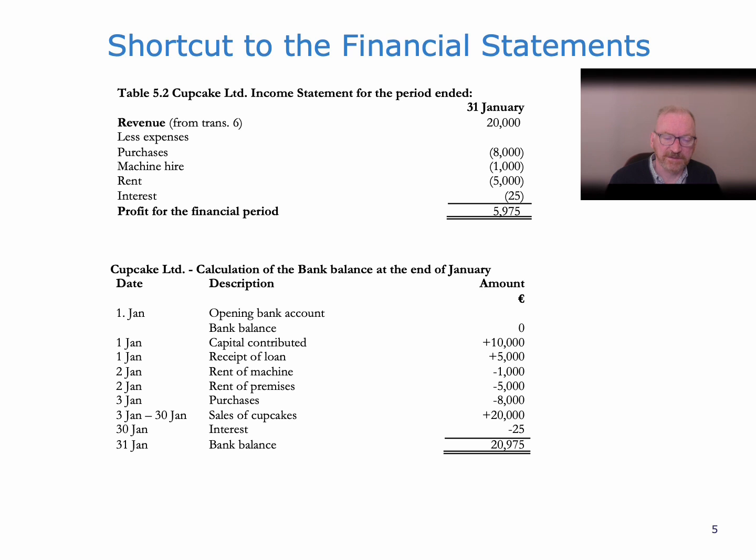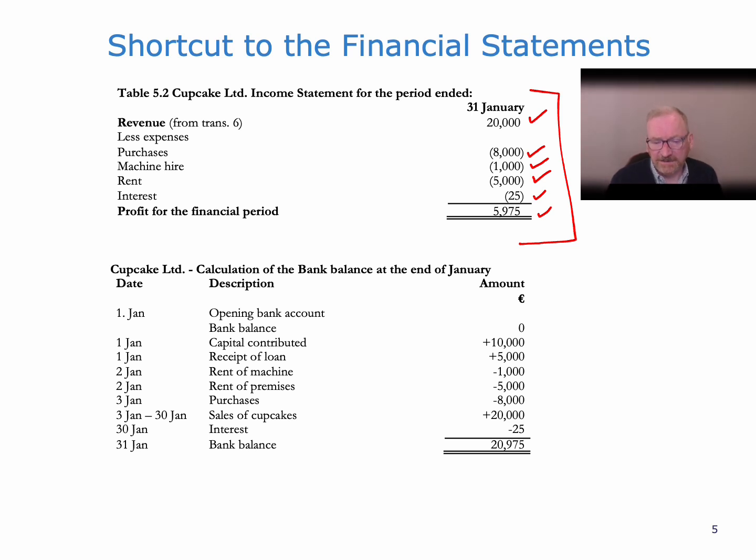So what have we got? Well, we've got an income statement for the period. The sales were 20,000. That was the cupcakes we sold to customers. We have purchases of 8,000. That was for the raw materials for the cupcake. We have machine hire, premises hire, and interest, and that gives us a profit of 5,975. So that's just pulling those numbers out of the transactions that we saw.